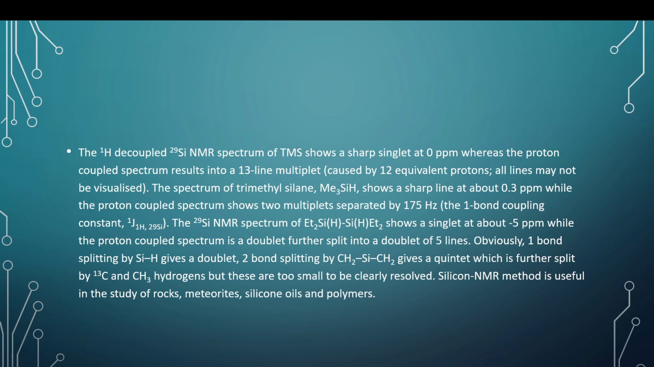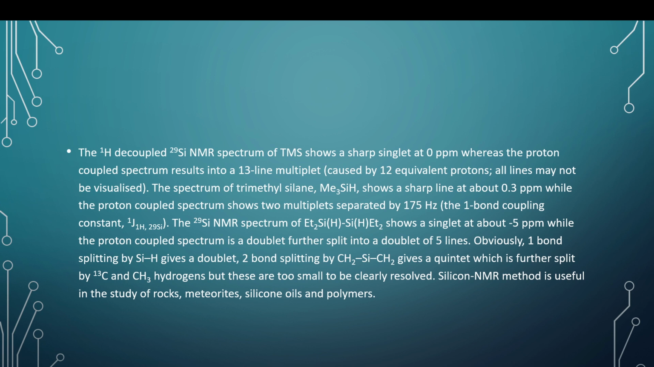The 1H decoupled silicon-29 NMR spectrum of TMS shows a sharp singlet positioned at 0 ppm, whereas the proton-coupled spectrum results in a 13-line multiplet caused by 12 equivalent protons. All lines may not be visualized. The spectrum of trimethylsilane shows a sharp line at about 0.3 ppm, while the proton-coupled spectrum shows two multiplets separated by 175 Hz, the one bond coupling constant.